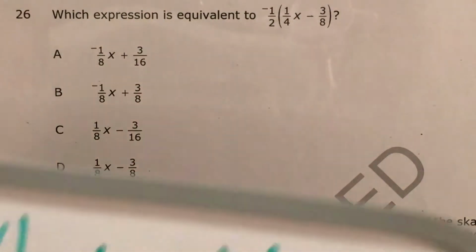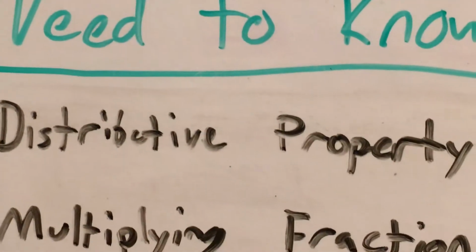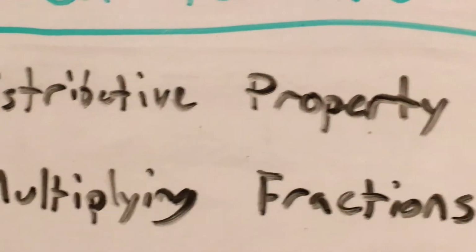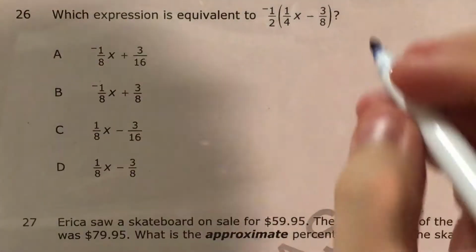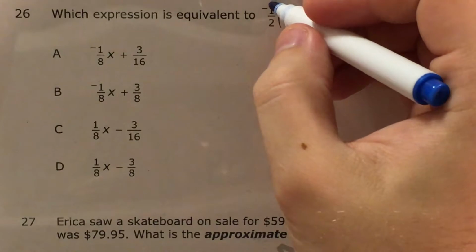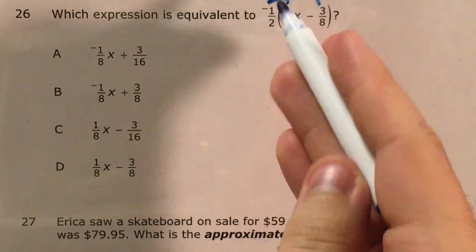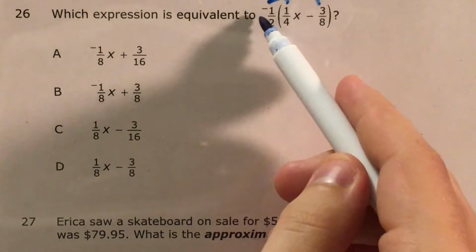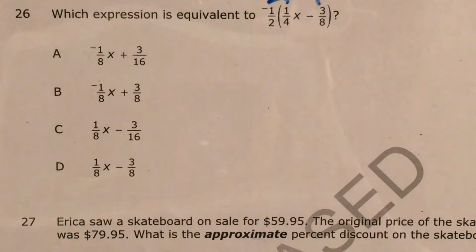So the two skills that this is going to test us on, you might have guessed, we're going to need to know about the distributive property and also how to multiply fractions. So, let's go ahead and get started by just talking about the distributive property. If you remember, or if you don't, the distributive property tells us that we need to multiply the number that's outside our parentheses by everything that's being added or subtracted inside.